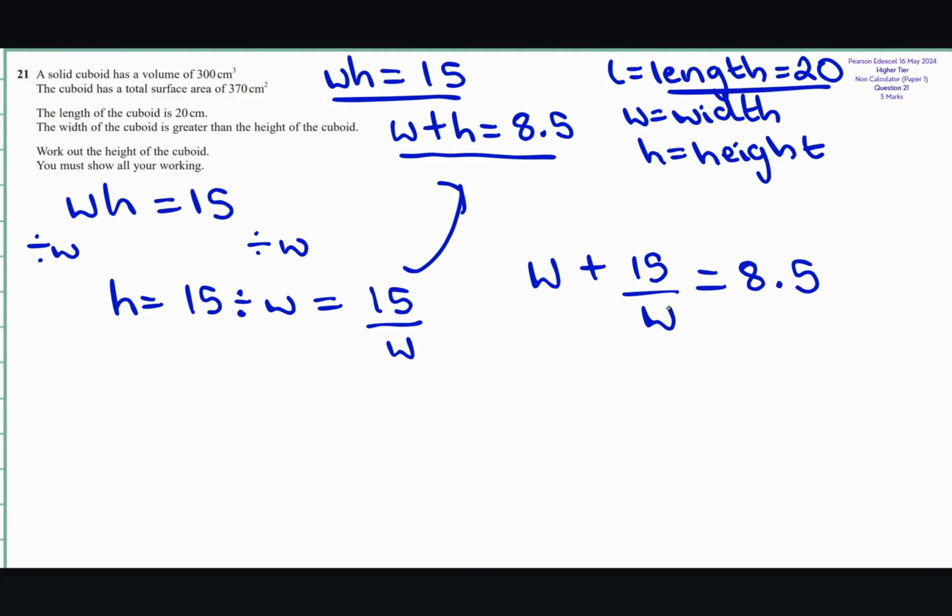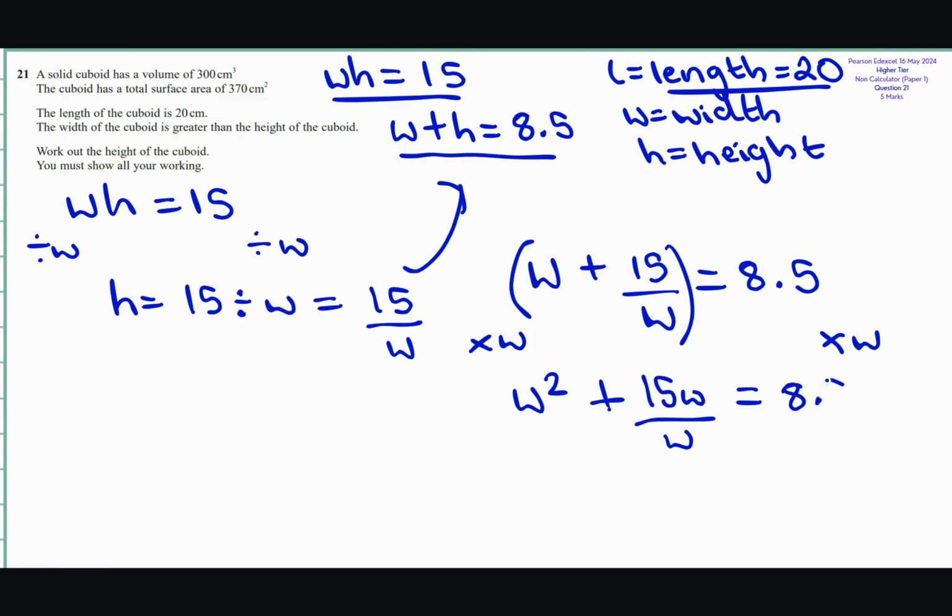Now see, here we have a fraction, and frankly, when solving an equation, I dislike fractions. So I'm going to times both sides by W to get rid of it. If you are an extremely amazing mathematical genius, then go ahead and do it with a fraction. But for me, I like to work smarter, not harder. So I'm going to times by W on both sides. If I put that in brackets and times that by W, I'm going to get W squared plus 15W over W is equal to 8.5W, which basically means W squared plus 15 equals 8.5W.